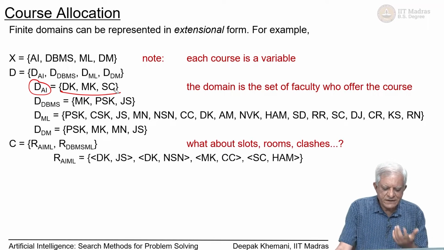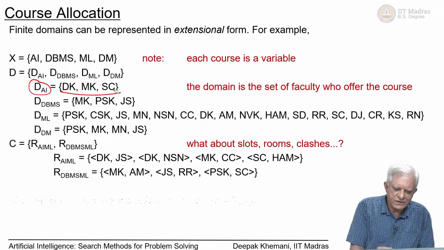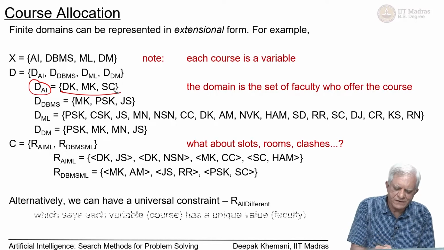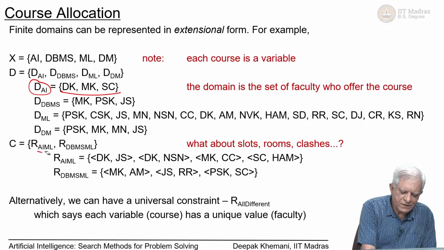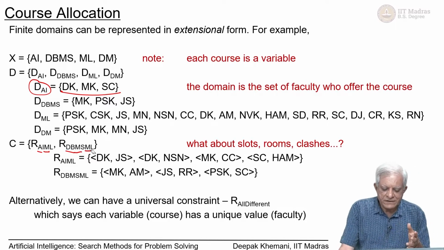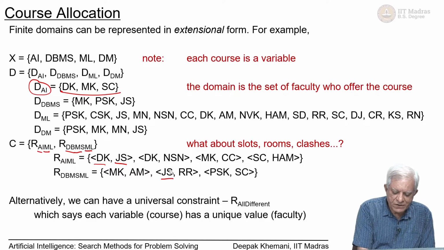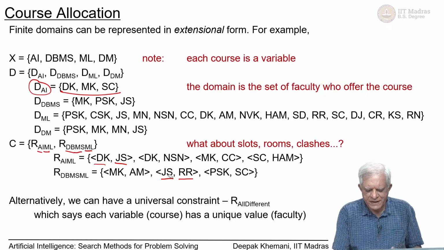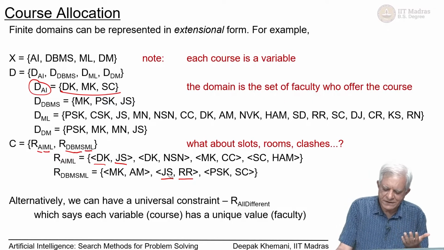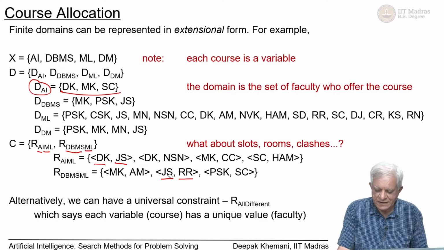Then the constraints can be between 2 courses. So, 2 variables. Remember that constraints are always between variables. So, the 2 variables that we are talking about here are AI and ML, or they can be between DBMS and ML essentially. So, we can say that okay, AI is taught by DK and ML is taught by JS essentially, and likewise for DBMS we can say DBMS is taught by JS and ML is taught by RR essentially. So, we have basically pairs of things. We are just trying to see how constraints are represented. We have not spoken about slots, rooms and clashes here.